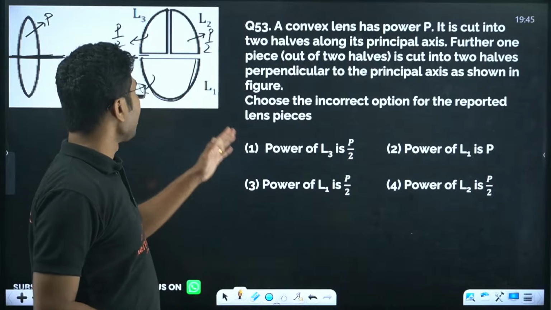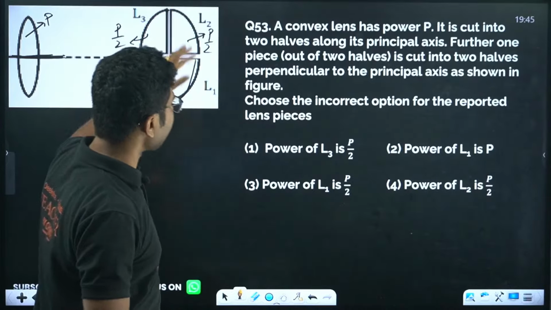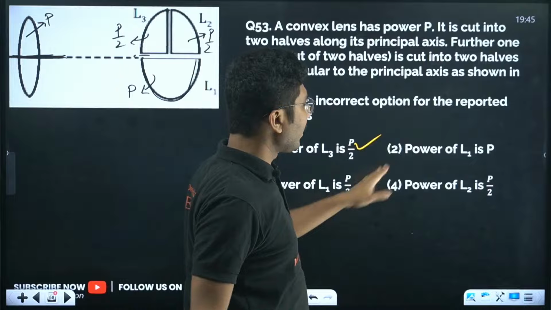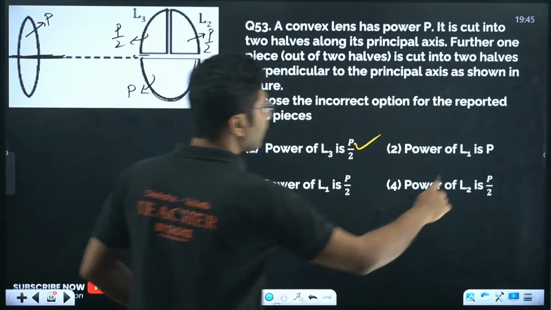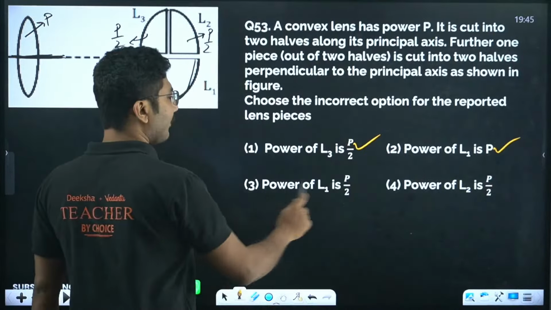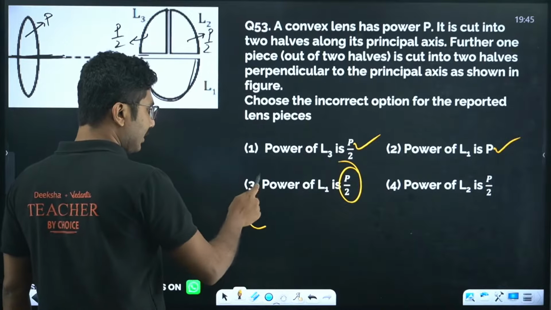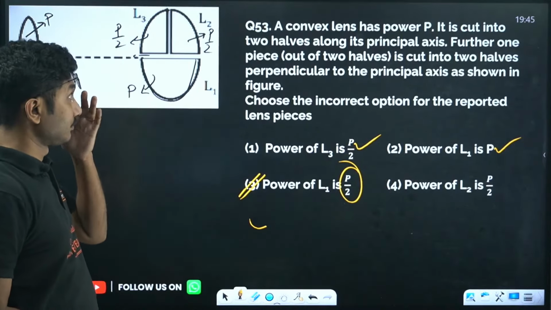So power of L3 is P by 2, correct. Power of L1 is P, correct. Power of L1 is P by 2, incorrect. So this is the incorrect statement.